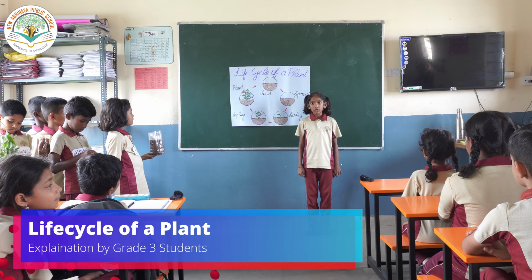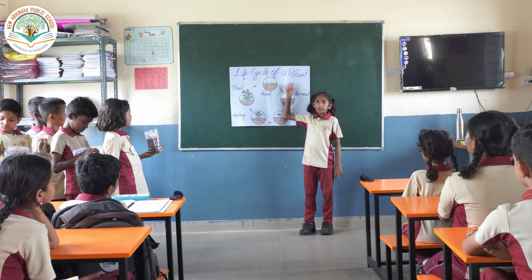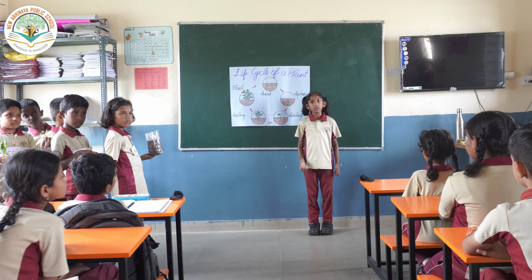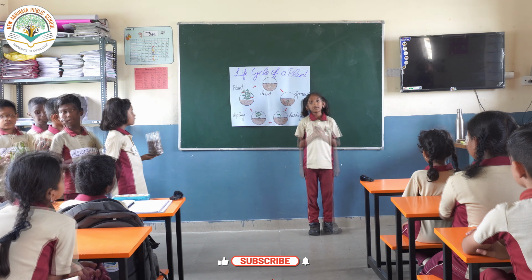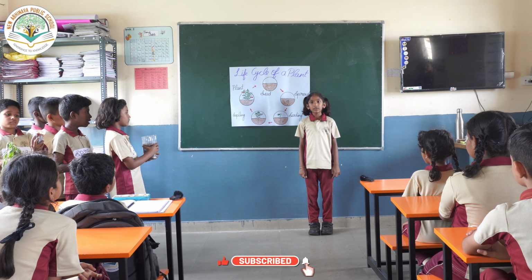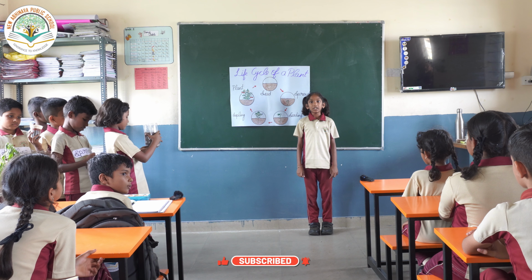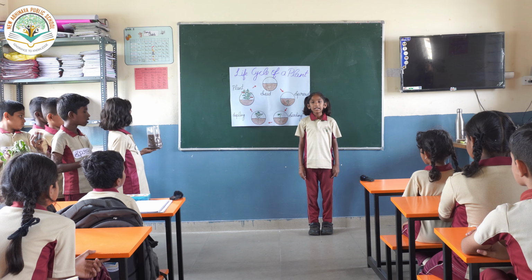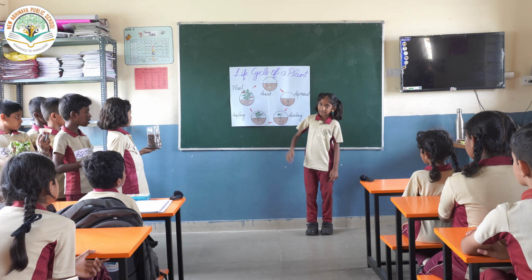Today we are going to explain about the life cycle of a plant. A life cycle shows us how a plant grows and reproduces. What is reproduction? The process by which new living things are formed is called reproduction. Now my friends are going to explain in detail about the life cycle of a plant.